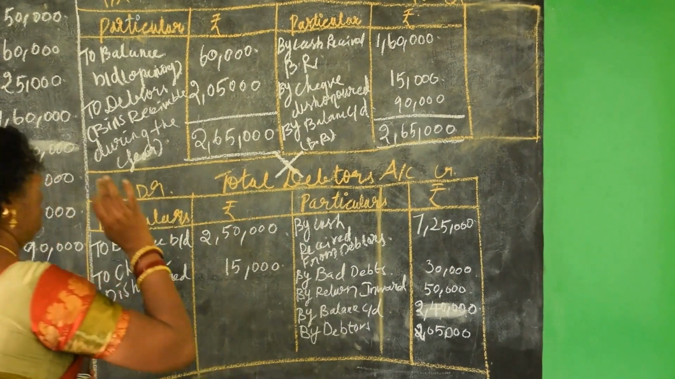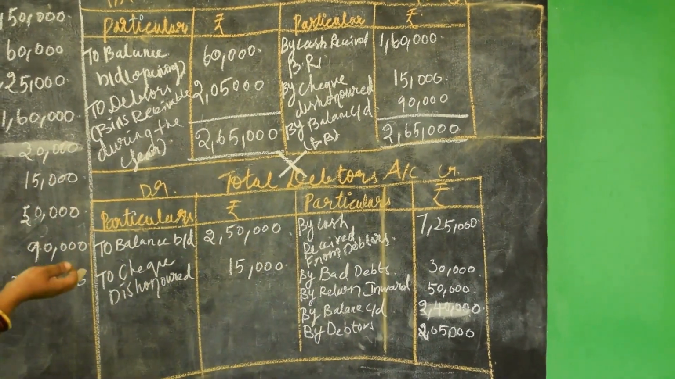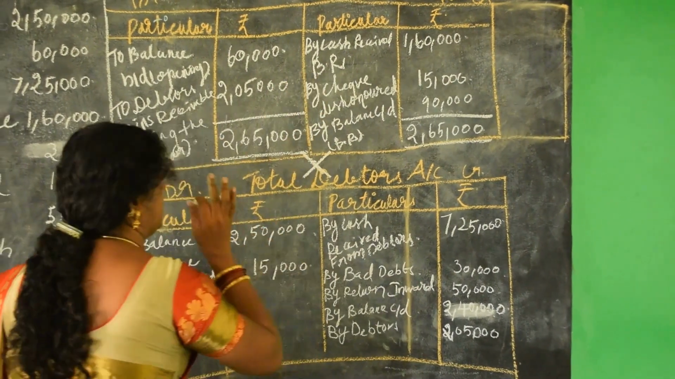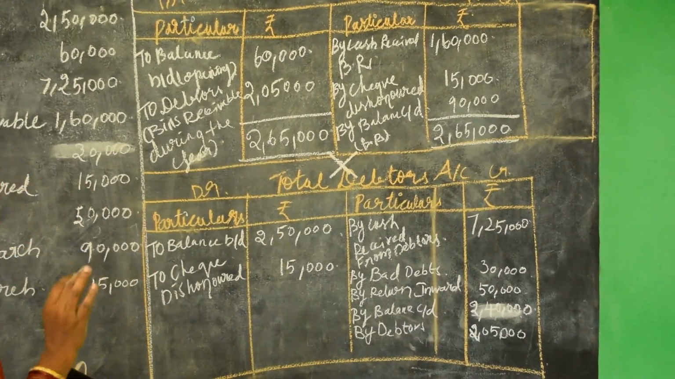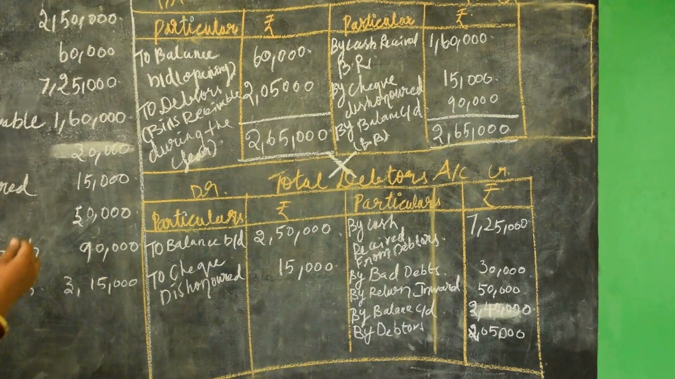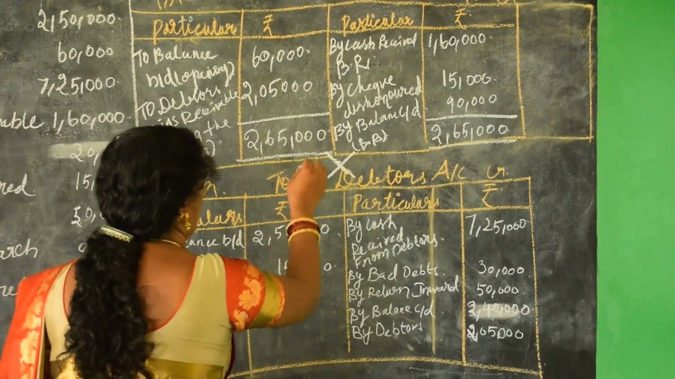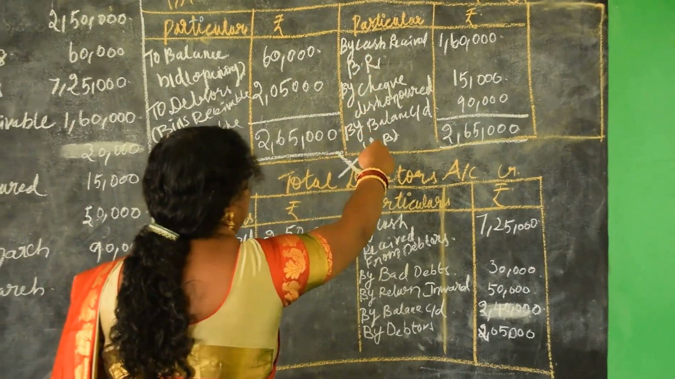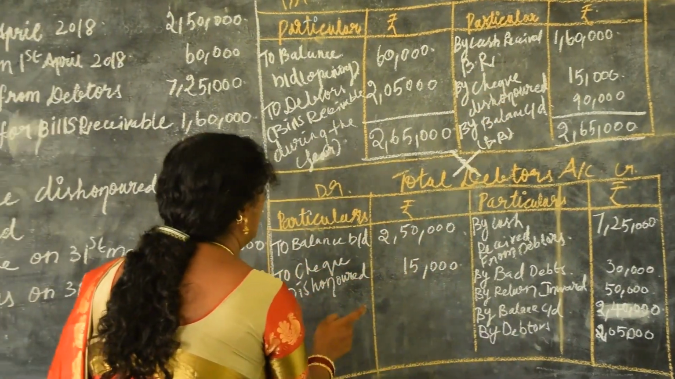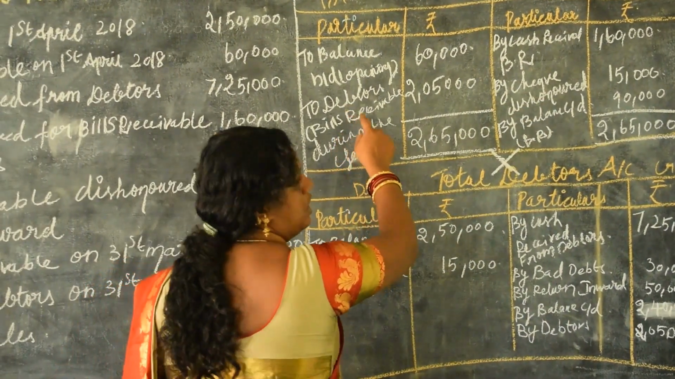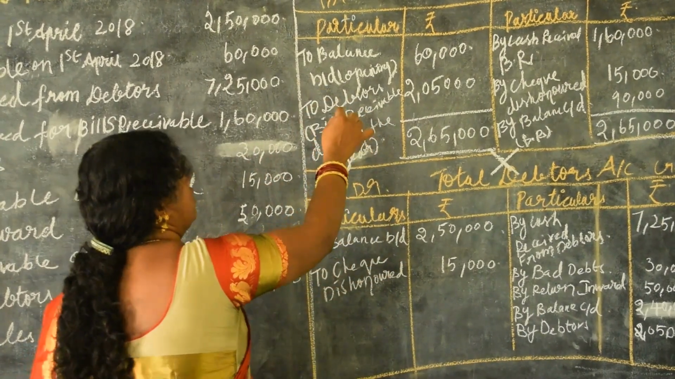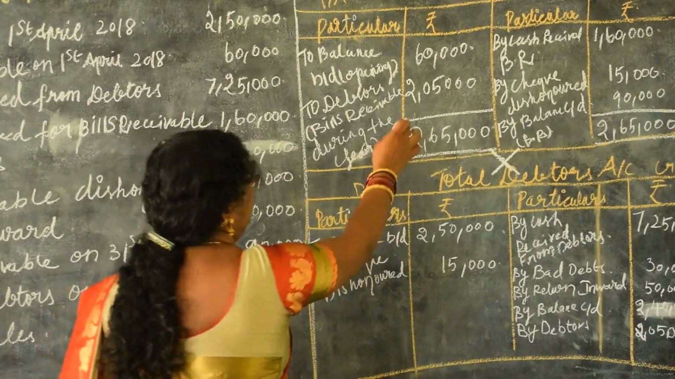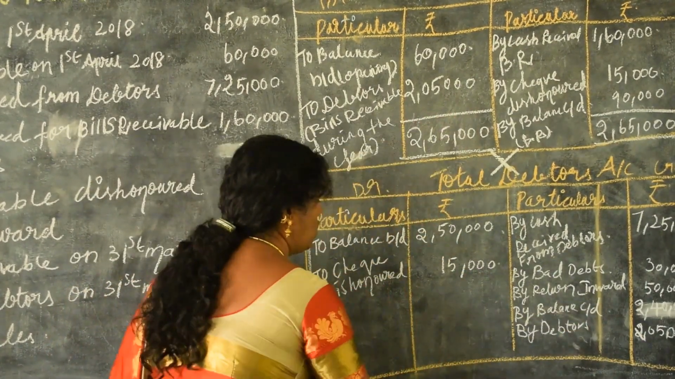In the previous video I explained what all the items will appear in the total debtors and what all the items will appear in the bills receivable. The same thing. But when you are combining bills receivable and total debtors, in the total debtors the cheque dishonoured found in the bills receivable should come on the debit side, and the items you find out in the bills receivable, that is two debtors, should come on the credit side. 2,05,000.